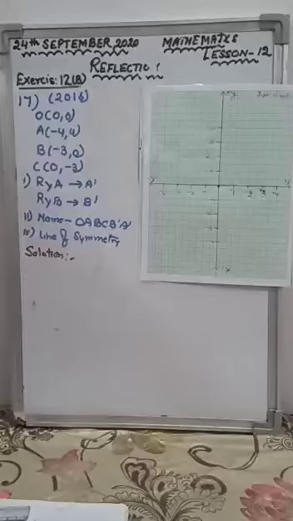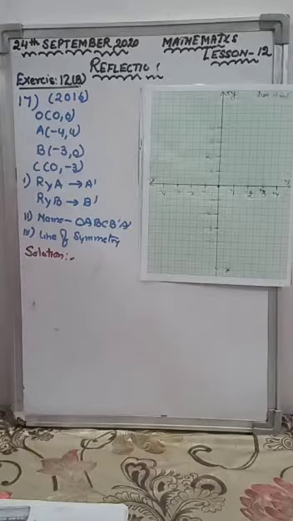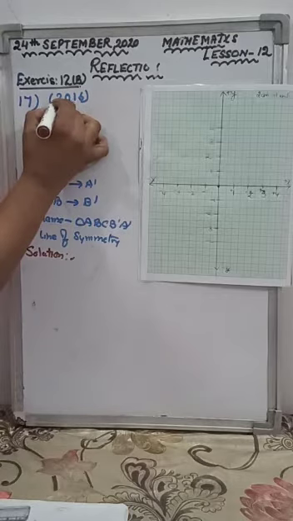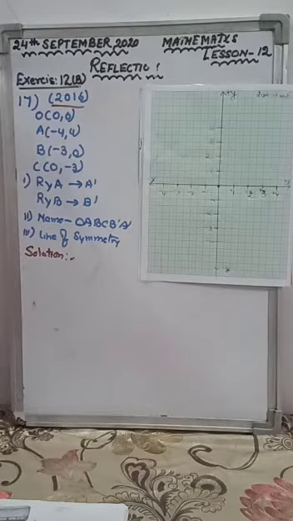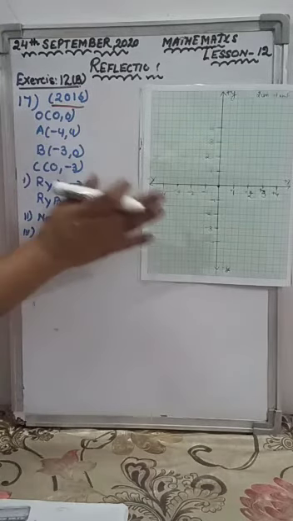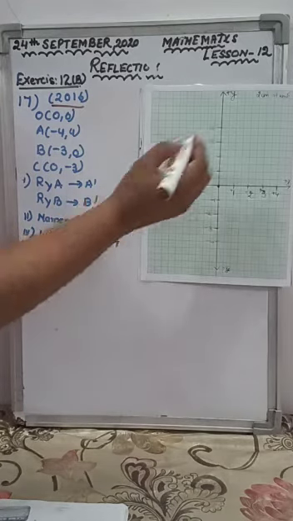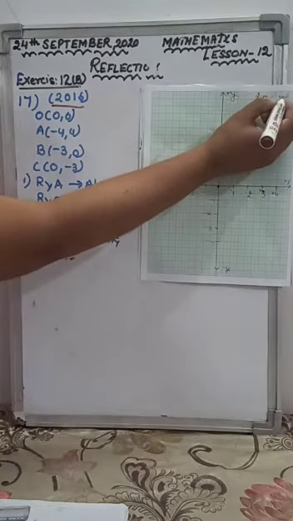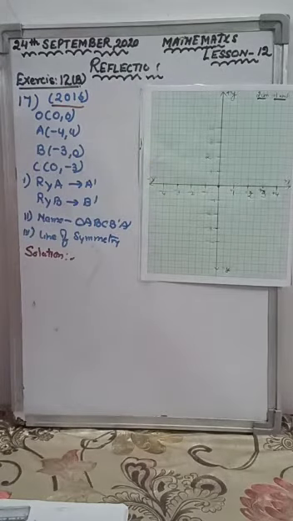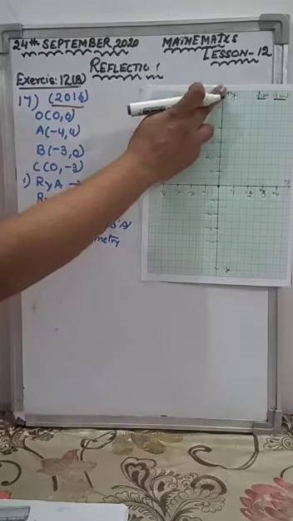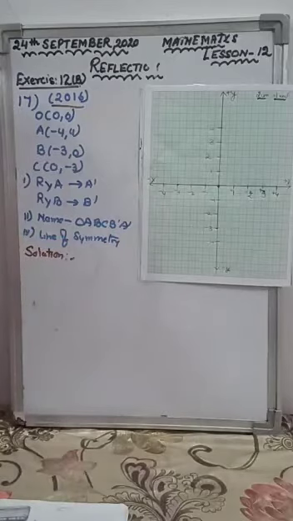Now next question number 17 of exercise 12b. This is 2016 question. The question says use graph paper. So we are using the graph paper, taking 2 centimeter as 1 unit. So I have taken on the graph paper 2 centimeter as 1 unit on both the axes. This is y-axis and this is x-axis.